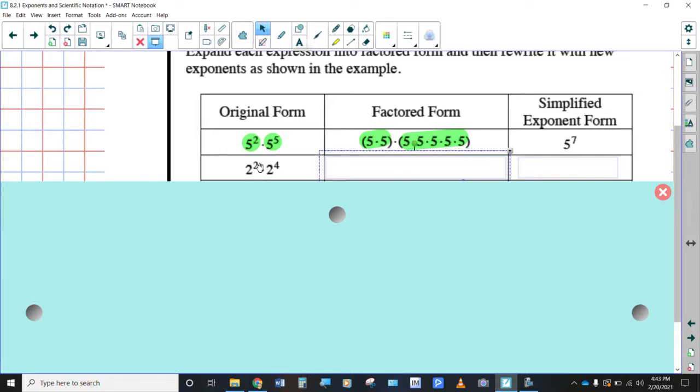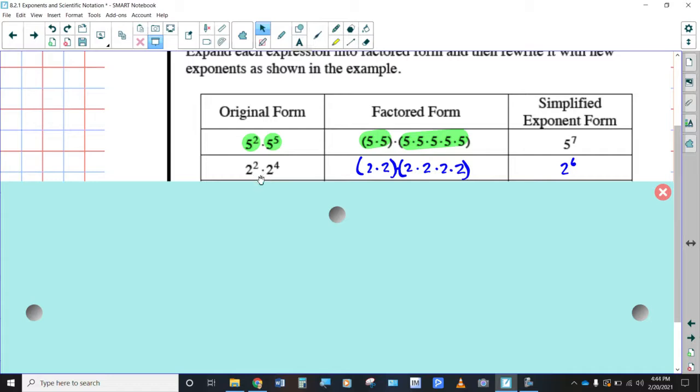So 2 squared is 2 times 2, and 2 to the 4th is 2 times 2 times 2 times 2. So how many total 2's are being multiplied all the way across? That would be 6 of them, so that becomes 2 to the 6th power.